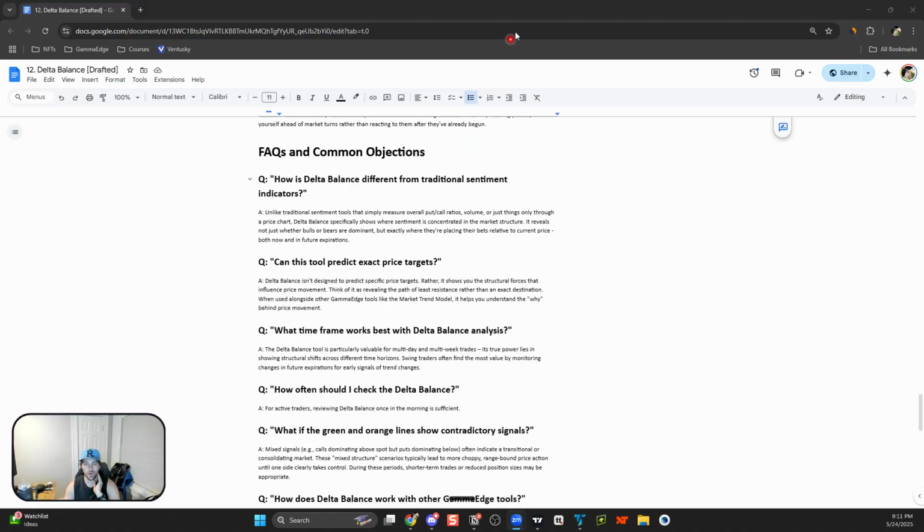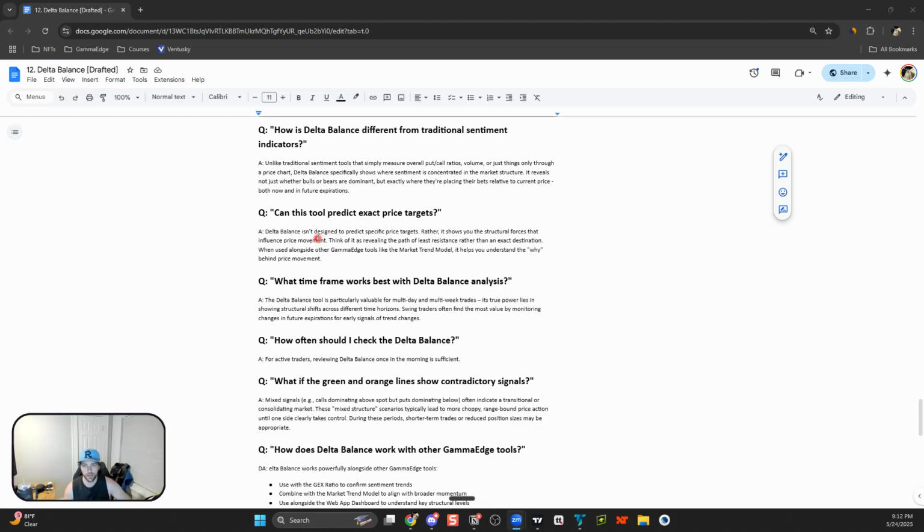So getting into a couple of FAQs, common objections. How is delta balance different from traditional sentiment indicators? Unlike traditional sentiment indicators that simply measure overall put call ratio, volume, or just things on a price chart, delta balance specifically shows you where sentiment is concentrated in the market structure. It reveals not just where bulls or bears are dominant, but exactly where they're placing their bets relative to current price, not just now, but in the future. So said another way, we can look under the hood to see, okay, are call or put speculators more dominant? And is that consistent out in time? Is that strengthening? Is that weakening?